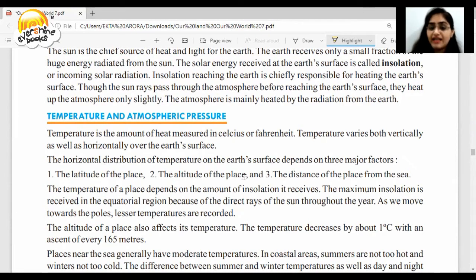Latitude of the place, altitude of the place. Altitude means height. Latitude means longitude, latitude. You must have learned this in your 5th grade. The distance of a place from the sea.